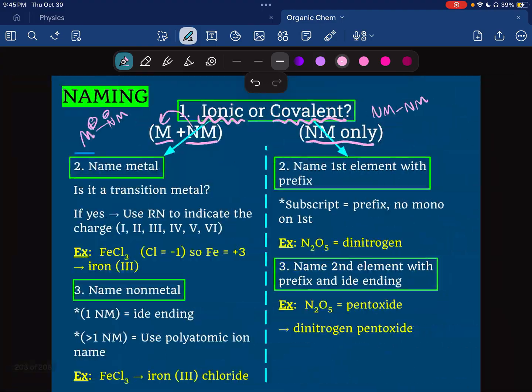Yeah, so if it's a transition metal, then RN. Oh, Roman numerals, sorry. I was really confused. If it's a transition metal, you're going to use Roman numerals to tell the charge, so whatever the charge on the metal is.